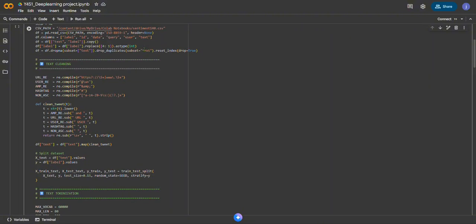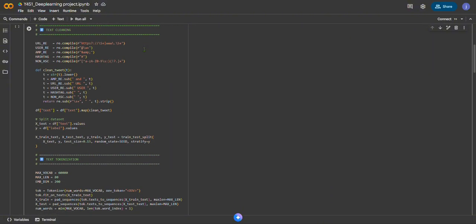So, what exactly is sentiment analysis? In simple terms, it's the process of teaching a computer to understand human emotions in text. Every day, millions of people post tweets about movies, brands, products, politics, and events. Reading and classifying all that by hand would take forever. That's where artificial intelligence comes in.